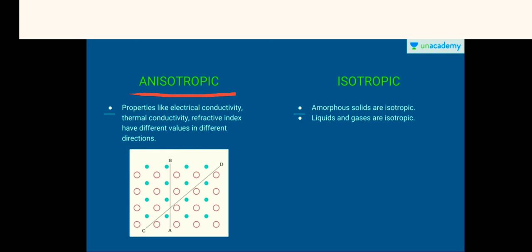And what do we understand by isotropic? When all the properties are the same in all directions, such substances are said to be isotropic. For example, amorphous solids. All amorphous solids are isotropic, and even liquids and gases are said to be isotropic. So this is one major difference between crystalline and amorphous solids.